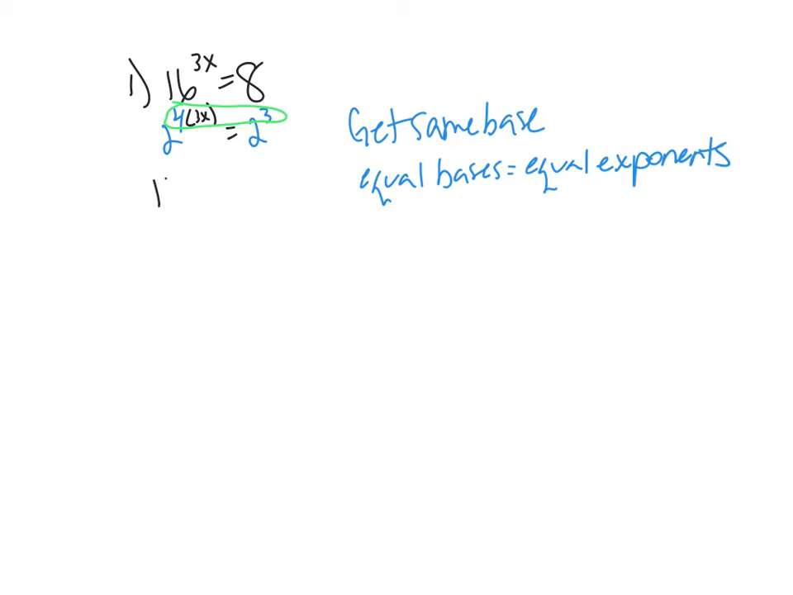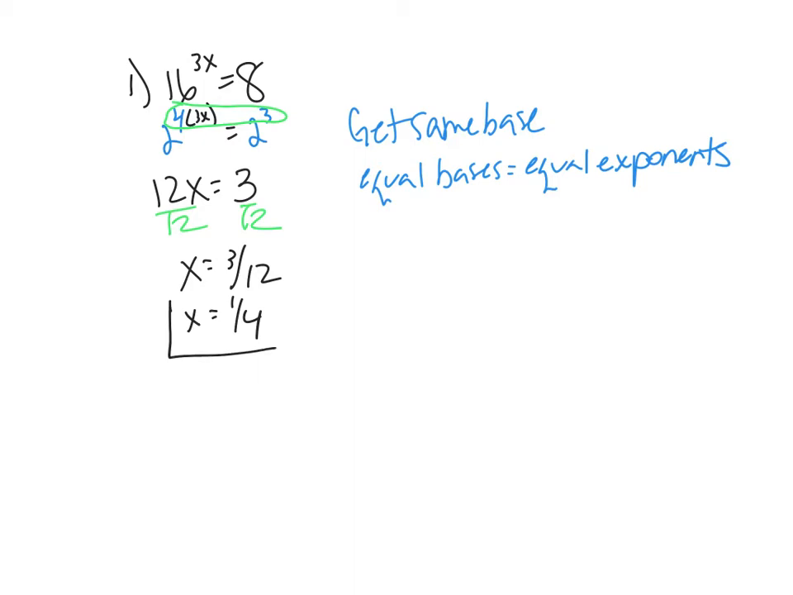So 4 times 3x is 12x equals 3. Divide by 12. So x equals 3/12, which we can reduce to the fraction 1/4. Again, we can check our answer by plugging it in. You can also graph and see if the intersection point of the left side and the right side equals 1/4.